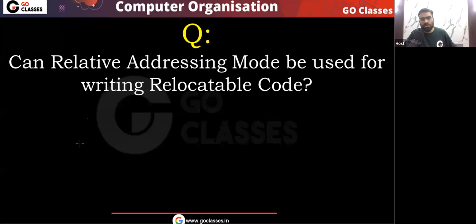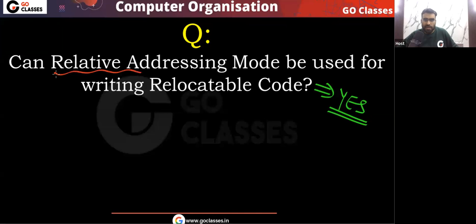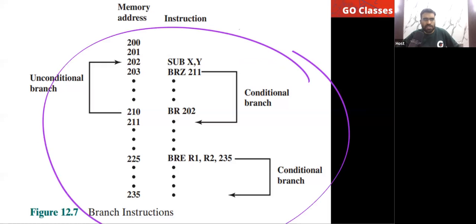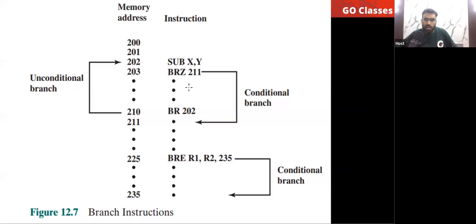Tell me the answer for this question. Can relative addressing mode be used to write relocatable code? This we have already seen. The answer is yes. You can use relative addressing mode to write relocatable code, and we saw how in the last class. For example, if this code is given to you, how do you make it relocatable? Very simple. Here, instead of this address, just put the offset. Yes or no?